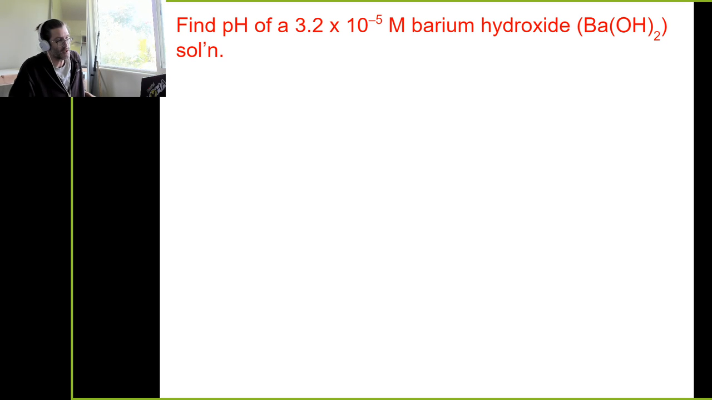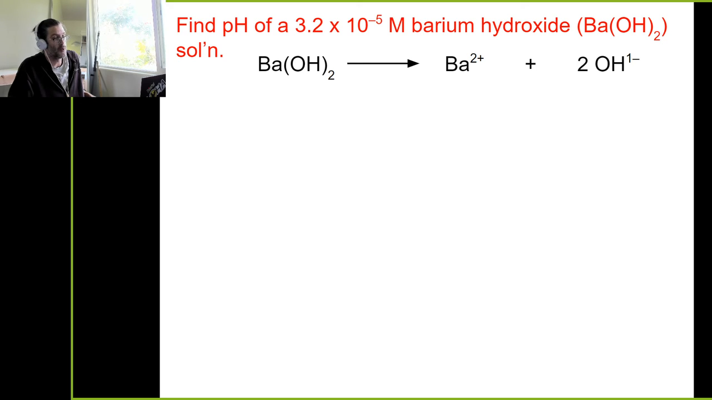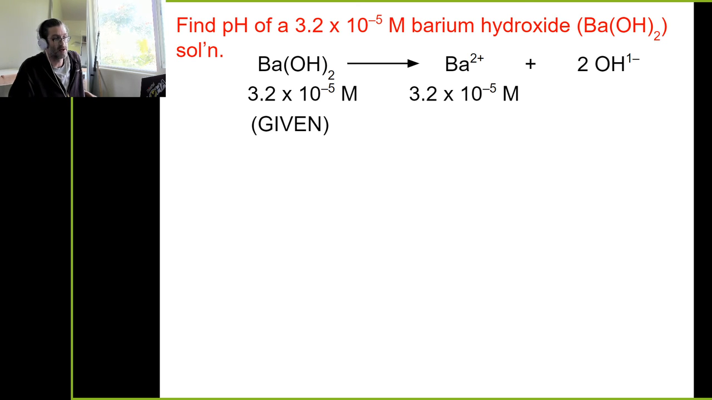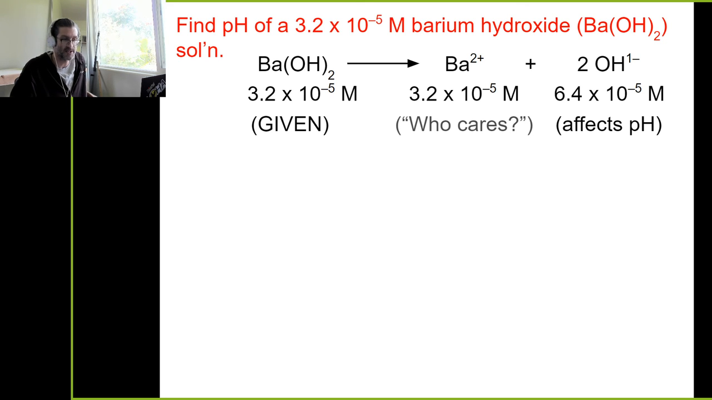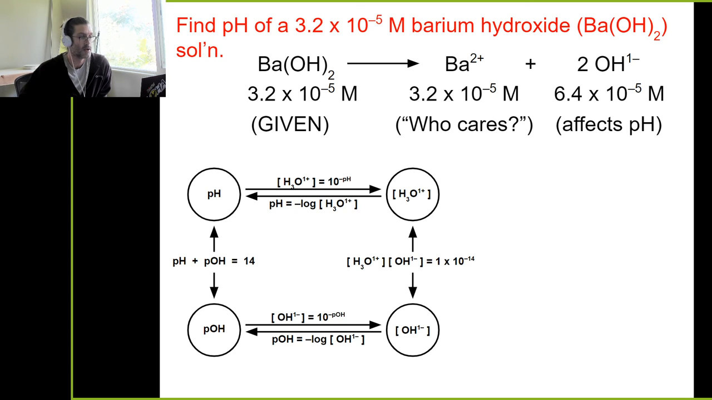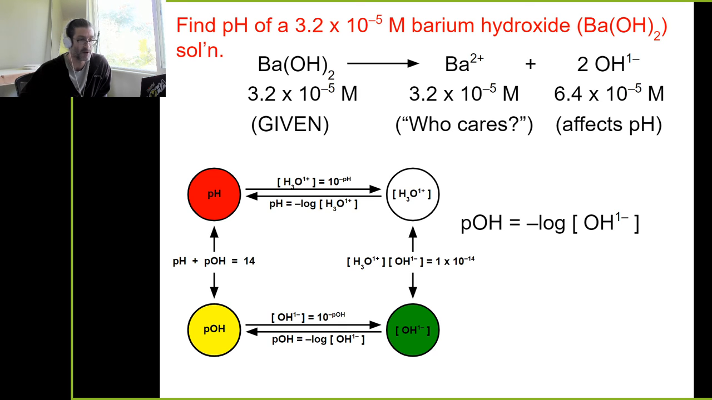How about this one? We have 3.2 times 10 to the minus 5 molar barium hydroxide. Our first step, again, is writing our dissociation expression so that we know our ratio of reactants and products. We're going to have that same concentration of barium ions, but twice that concentration of hydroxide ions. The hydroxide is what affects the pH. The barium is just kind of there. We're starting way down here, and we want to find the pH. The easiest way to do that is by finding the pOH and then subtracting that value from 14. So we'll take the negative log of our concentration of OH minus, find our pOH, and then subtract that from 14.